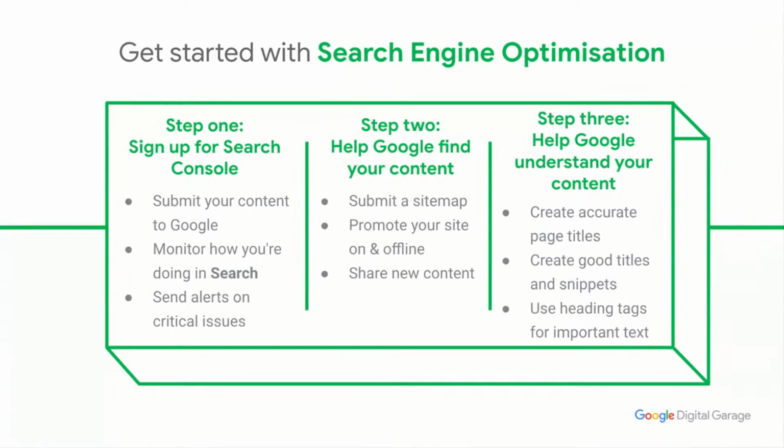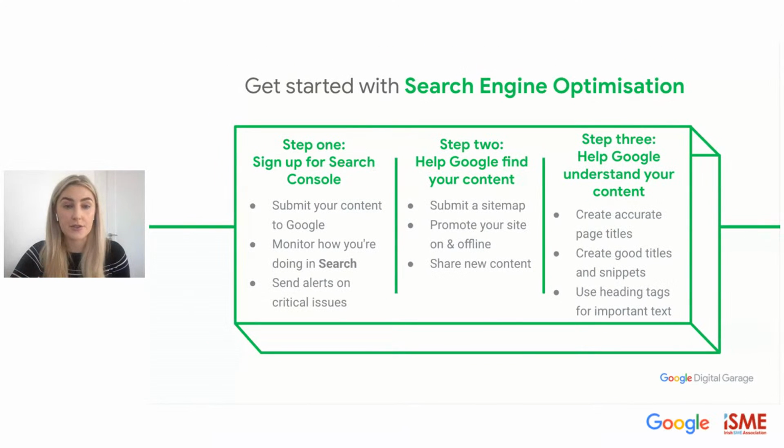So there are a couple of points here of how to get started. So firstly, you can sign up to Google Search Console. So the Google Search Console is a free tool that will allow you to more accurately see how you rank on Google search. And there's a couple of steps to get started on that. So firstly, you submit your content to Google, you monitor how you're doing in search, and they send alerts on critical issues. So Google Search Console will help you identify if there are any issues or errors in your website that will make it hard for Google to rank you highly. So it's really, really helpful, and I recommend that as a first step.